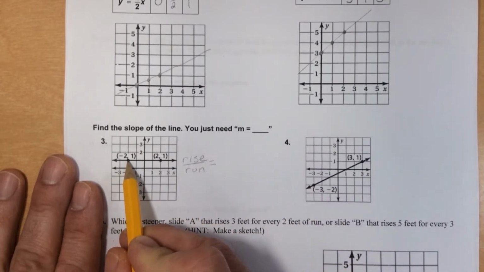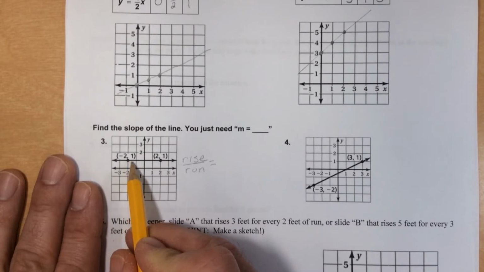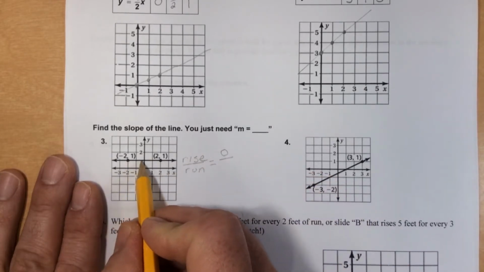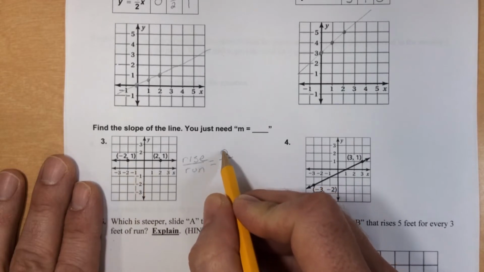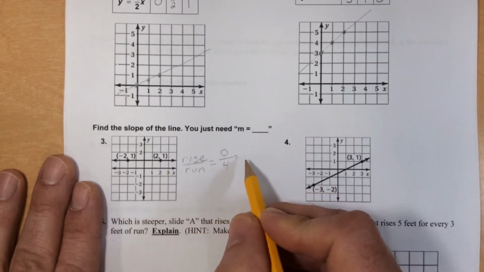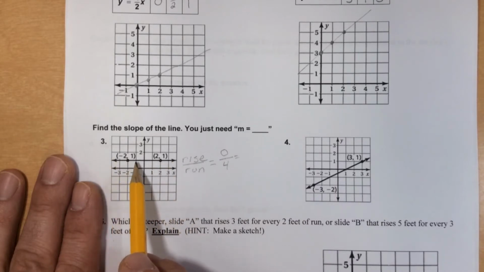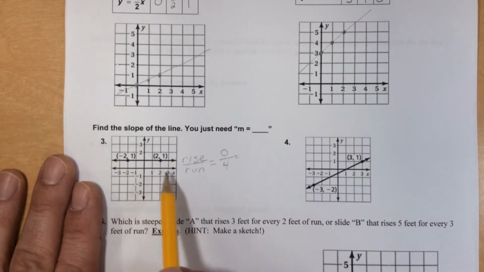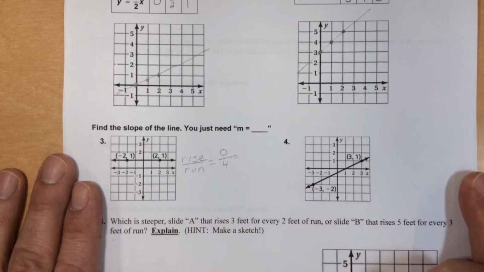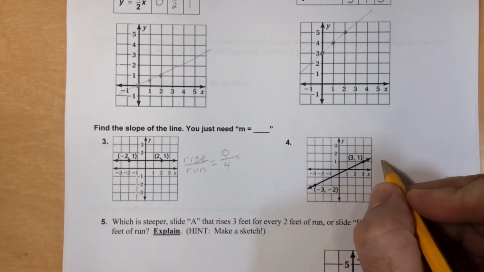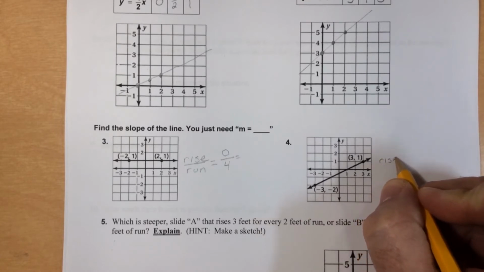But how much did this, from left to right, how much did this go up? 0. And how much did it go over? 1, 2, 3, 4. 0 over 4 is the same as, and you should have known, because this is a horizontal line, we learned that a horizontal line has a slope of, I'm not going to say what it is, but let's just say it rhymes with Miro. Over here, same kind of thing. Remember, rise over run.